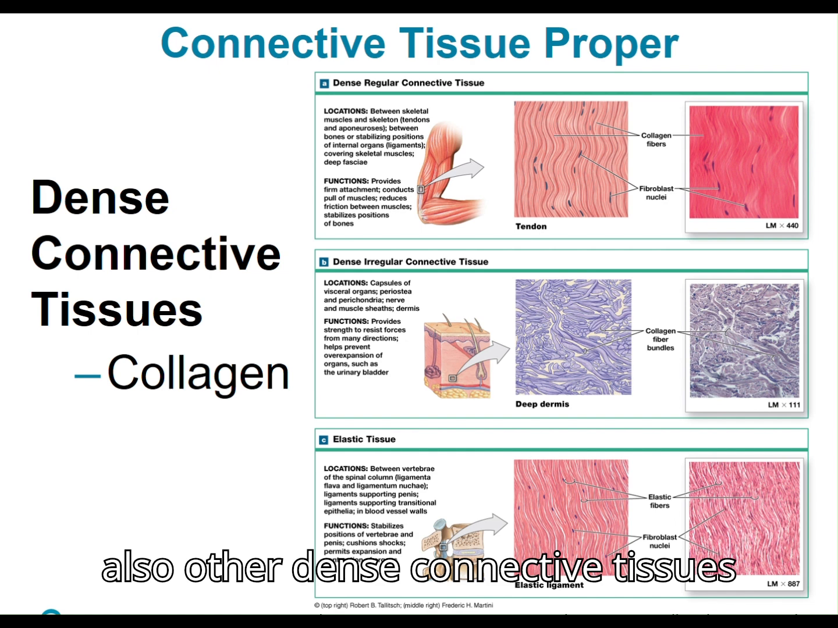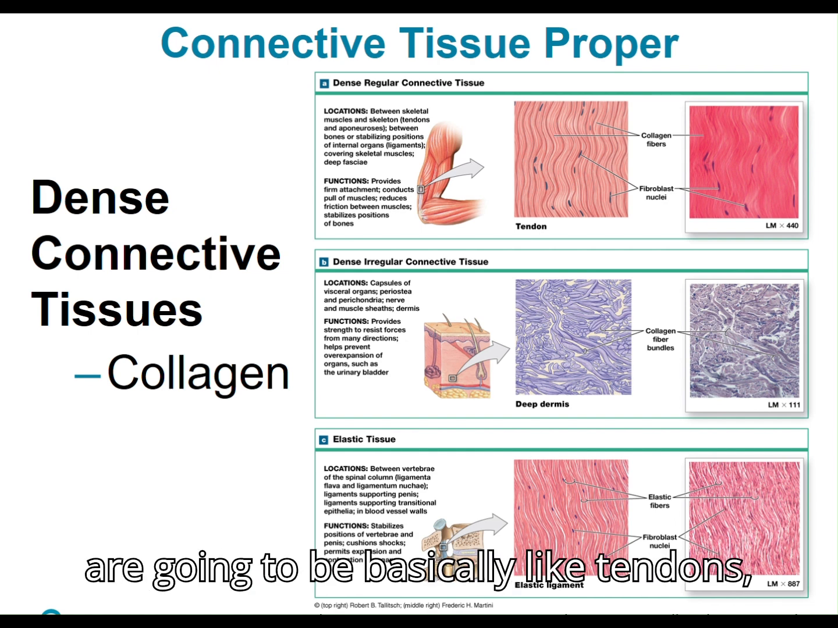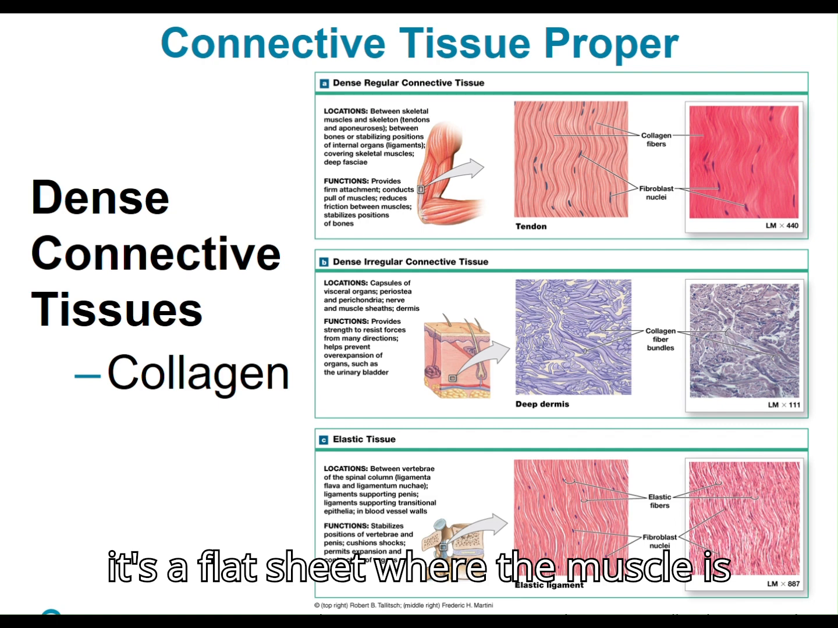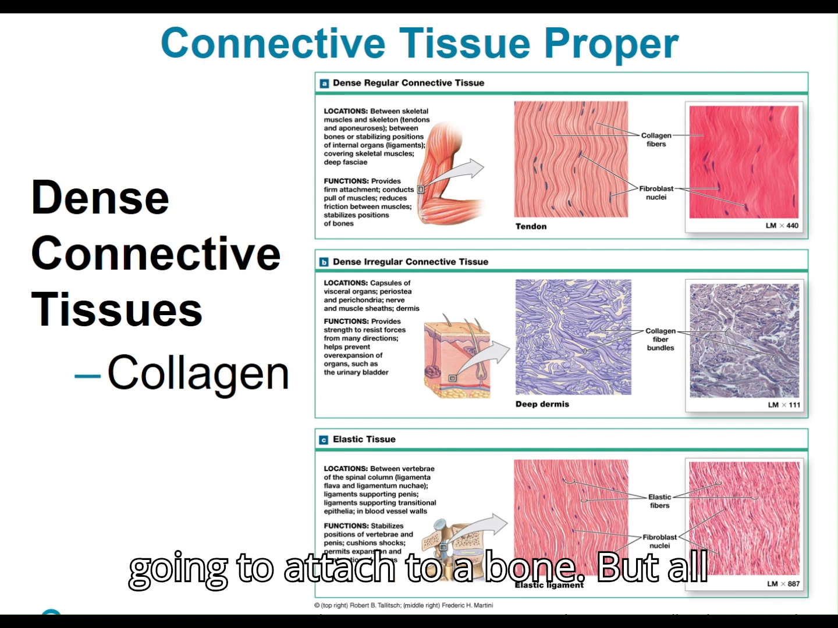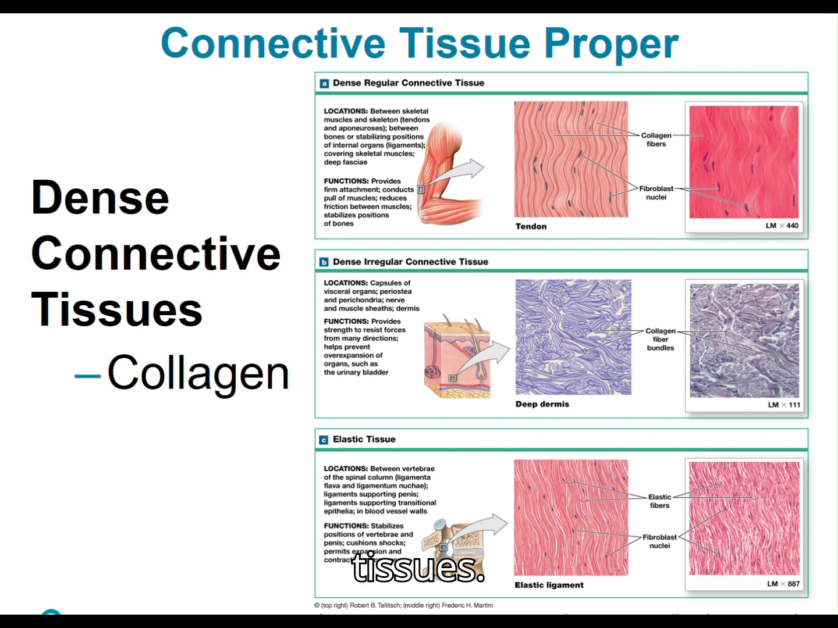There are also other dense connective tissues called aponeuroses. Aponeuroses are basically like tendons, but instead of a cord at the end, it's a flat sheet where the muscle is going to attach to a bone. But all those are dense regular connective tissues.